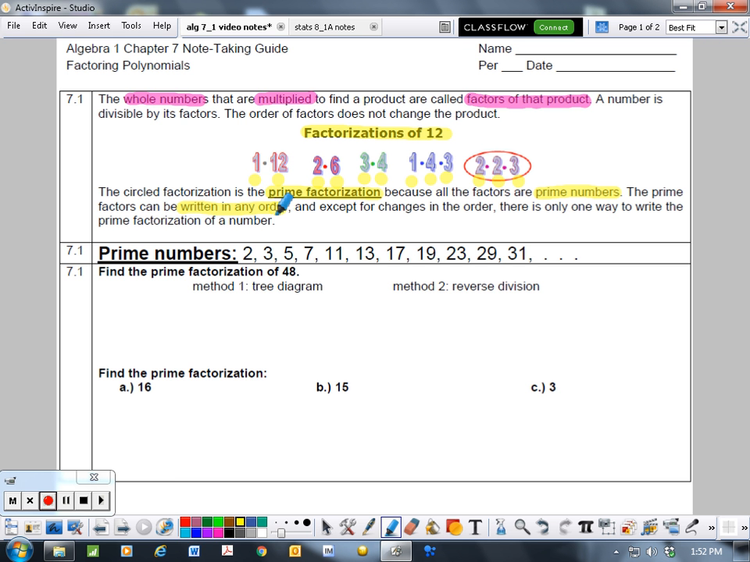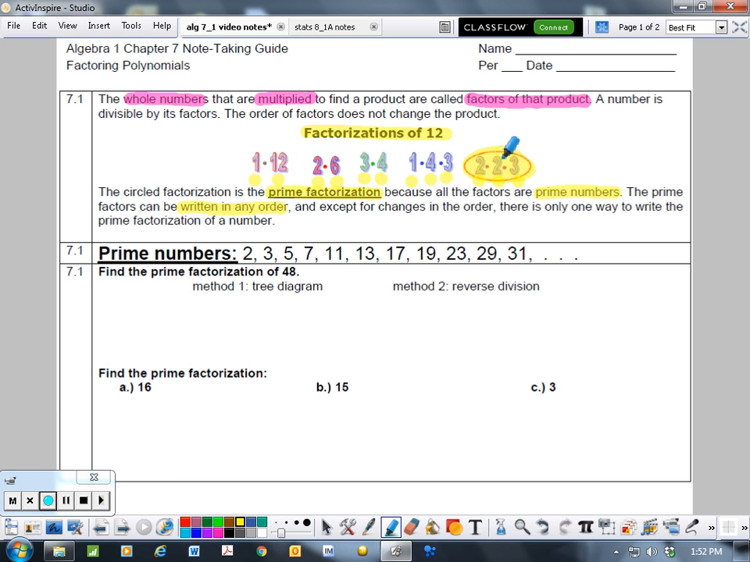So I could have rewritten this. This is my prime factorization. It could have been written 3 times 2 times 2, 2 times 3 times 2, but it's still just those numbers being multiplied together. So there's a unique prime factorization for every single number. And every number's prime factorization will be different.